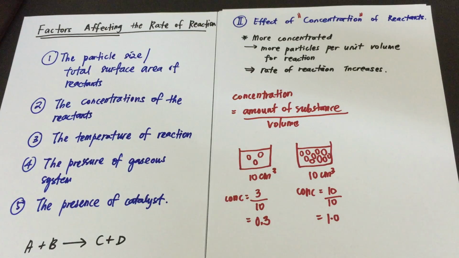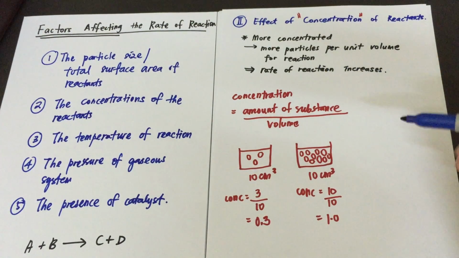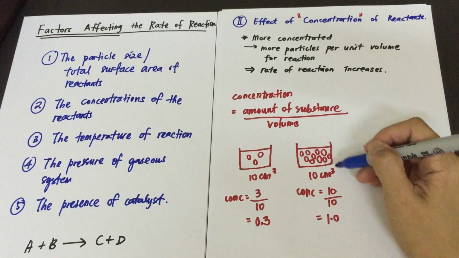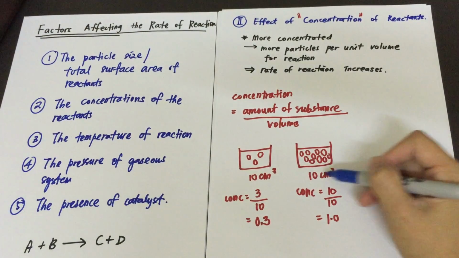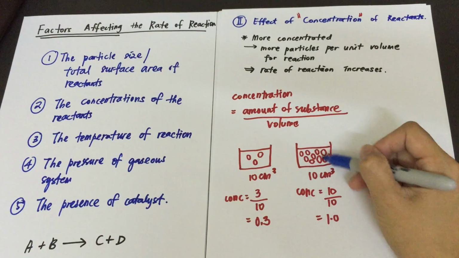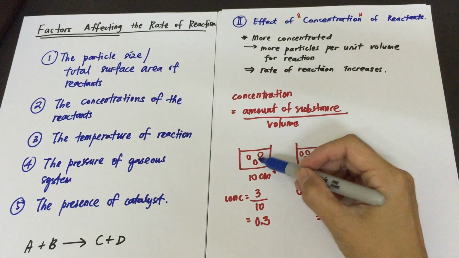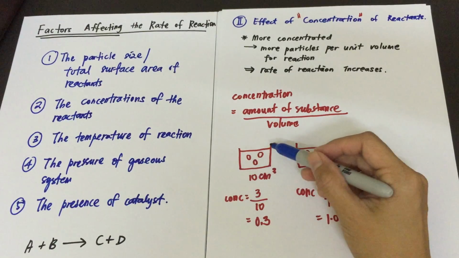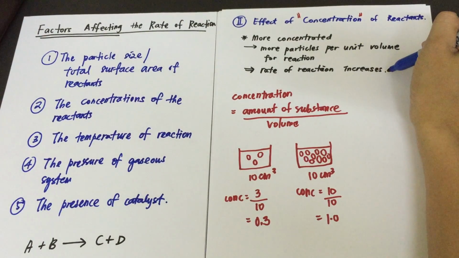If there are more particles per unit volume for a reaction, that means in this particular case there are more reacting particles per unit volume. So the reacting particles will collide with each other more readily and easily compared to fewer particles in the solution. Because of this, the rate of reaction will increase.